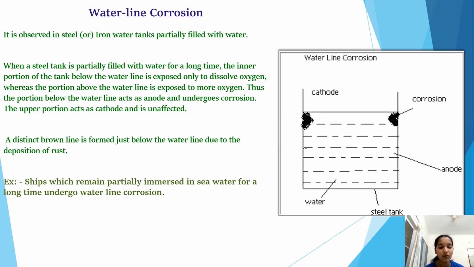A distinct brown line is formed just below the waterline due to the deposition of rust. Example, ships which remain partially immersed in seawater for a long time undergo waterline corrosion.